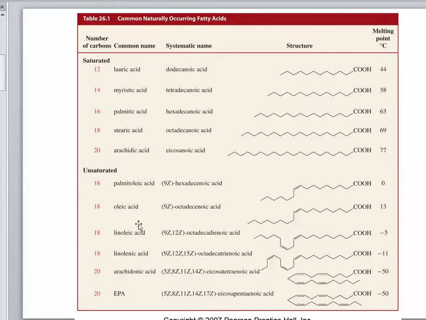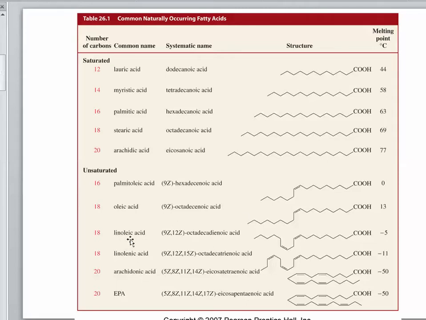Well, oleic acid is actually the same structure, but it's an octadecenoic acid. It's 18 carbons instead. So there's still a double bond at carbon 9. It's still the cis position, or the same group on the same side, the Z formation. The only difference is that it has some extra carbons out here at the end.